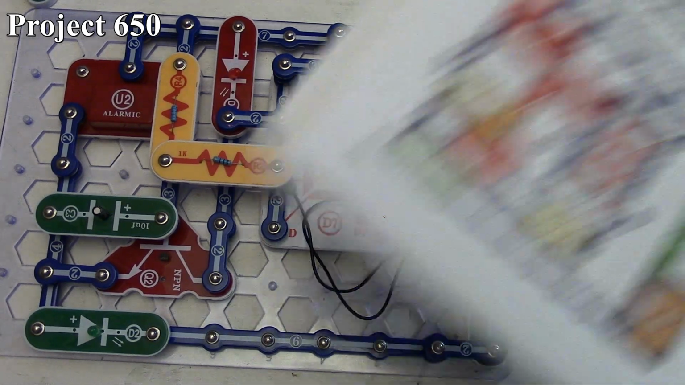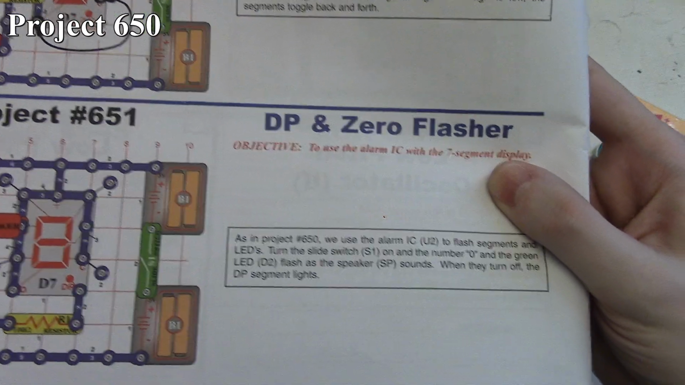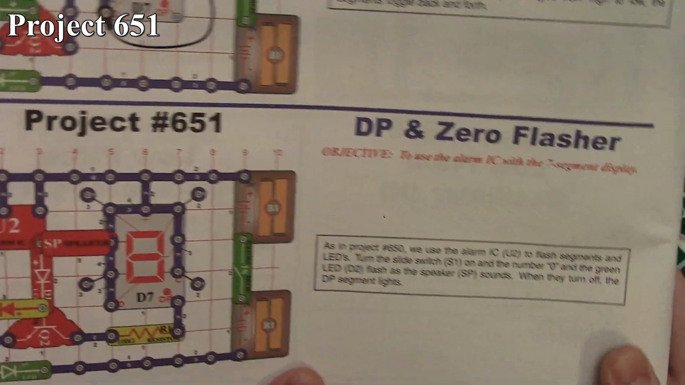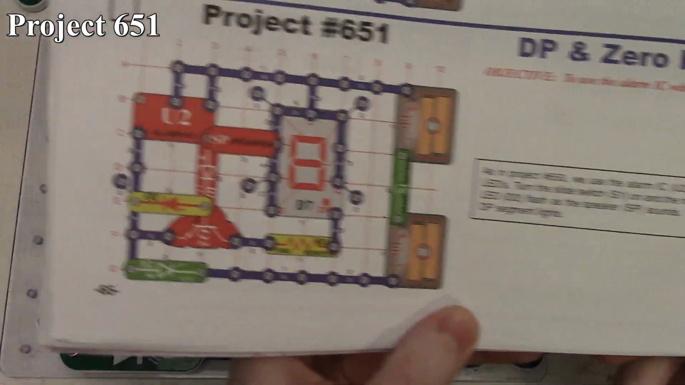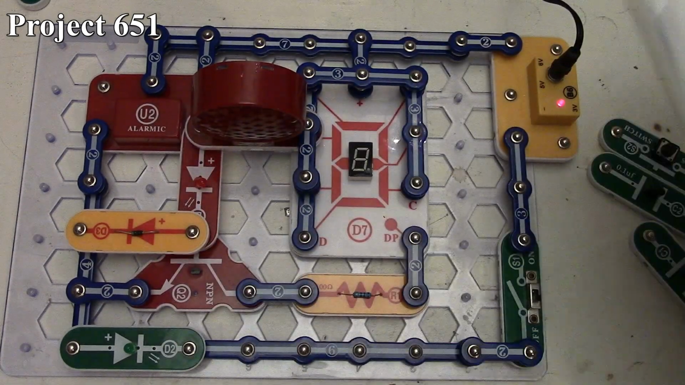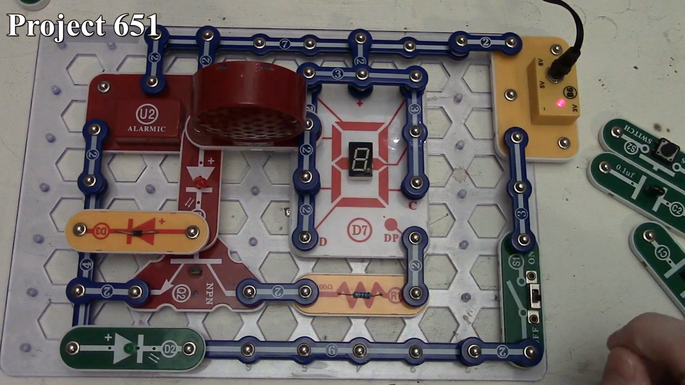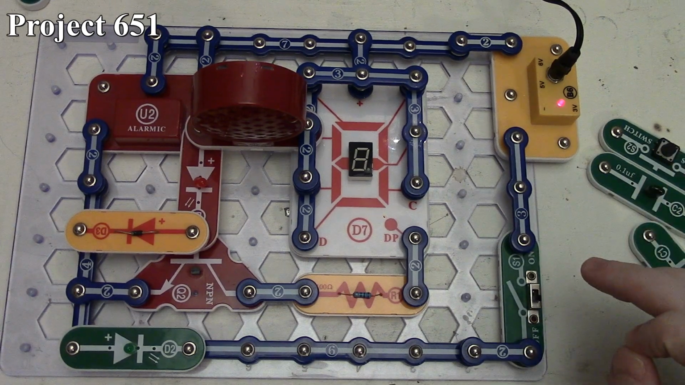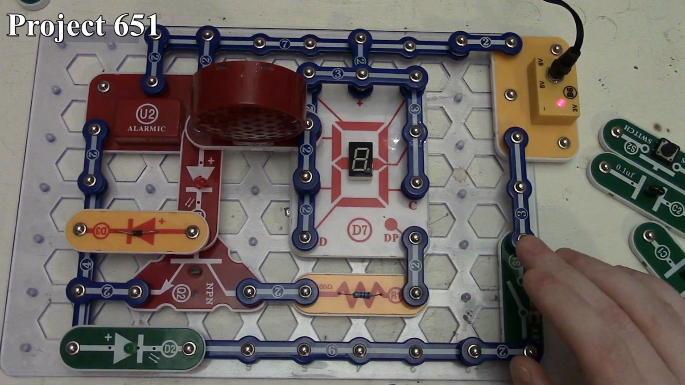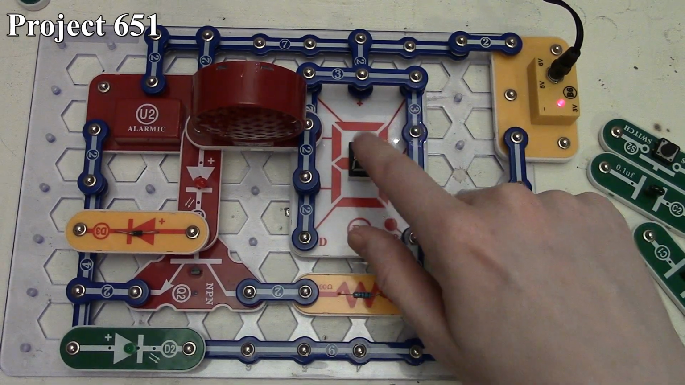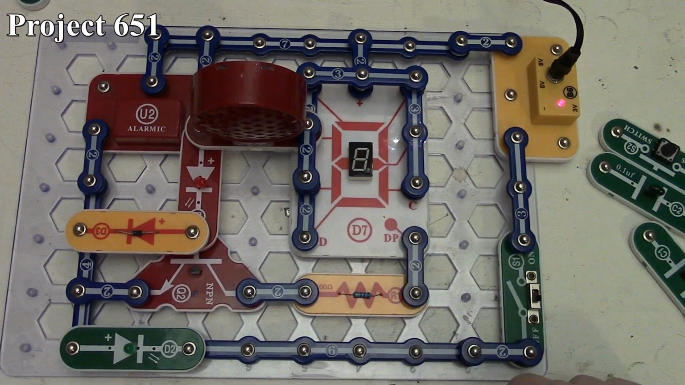So now we're going to move on to Project 651, which is the decimal point and zero flasher. So here we are, Project 651, the decimal point and zero flasher. There it is in the book, and here it is on the board. So we have our 6 volts with our slide switch turning off everything on the circuit. We have our 7-segment LED with the various segments that we'll see. Basically, we've got the 0 and the decimal point being powered.